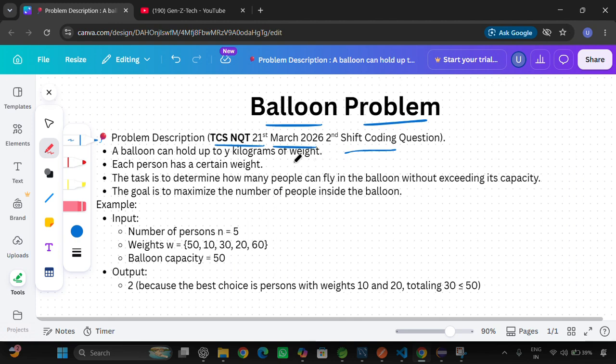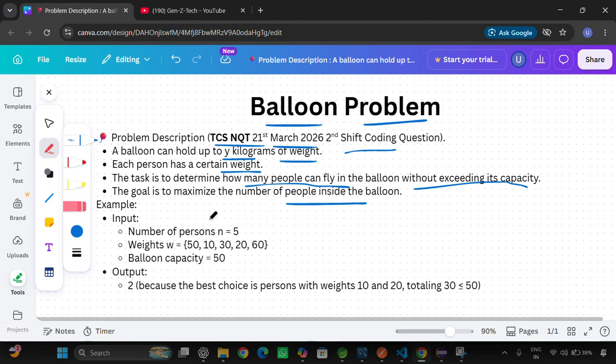So the question is: a balloon can hold up to y kilograms of weight. Y kilograms means it's the capacity of the balloon. Each person has a certain weight. The task is to determine how many people can fly in the balloon without exceeding its capacity. The goal is to maximize the number of people inside the balloon.